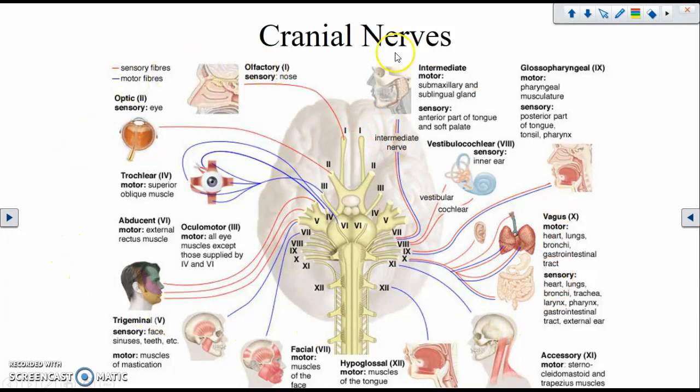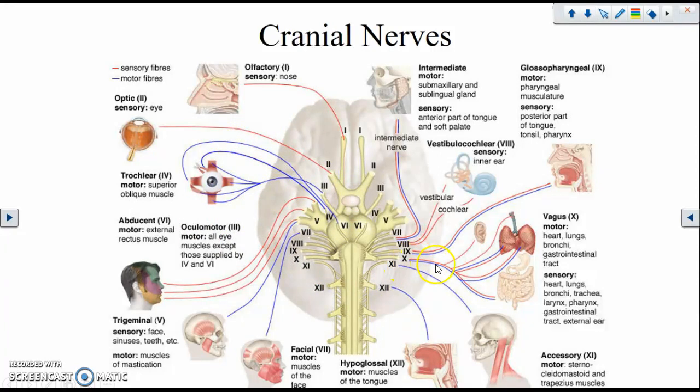So there is a key here. If you see a red line, that means there's a sensory function. That means you're getting sensations, number 1, from the nose. So the sense of smell is mediated by the olfactory nerve, or cranial nerve 1. However, if you look at facial nerve 7, folks, it has a motor function. I hope that you guys can see this. But there are also some that have mixed fibers. One of them again is the vagus nerve.